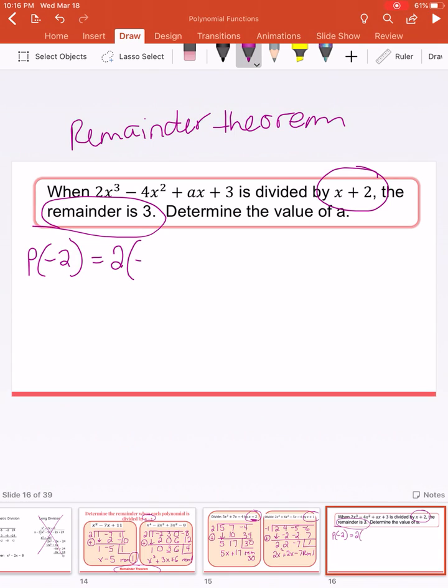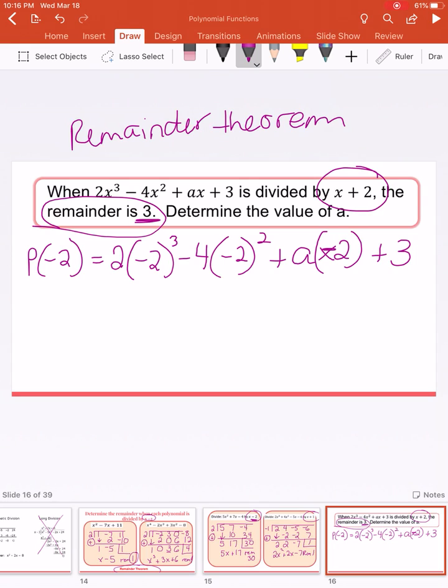So I have 2 times negative 2 to the power of 3 minus 4 times negative 2 squared plus a times x. Oh, sorry, my x is actually negative 2. Let me write that in there. Plus 3. And then we know in this case our remainder is 3, so we're just going to make this equation equal to 3. So I have negative 2 to the third, that gives me negative 8, times 2 gives me negative 16. Minus 16 minus 2a plus 3.